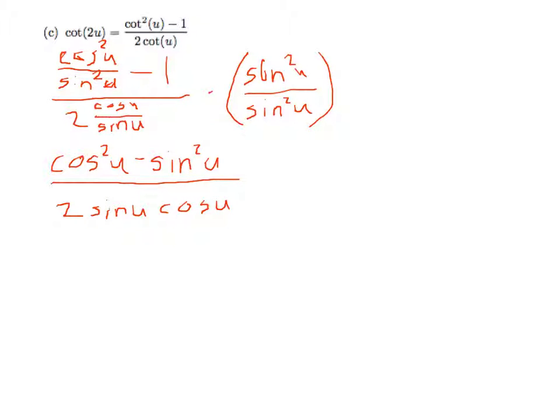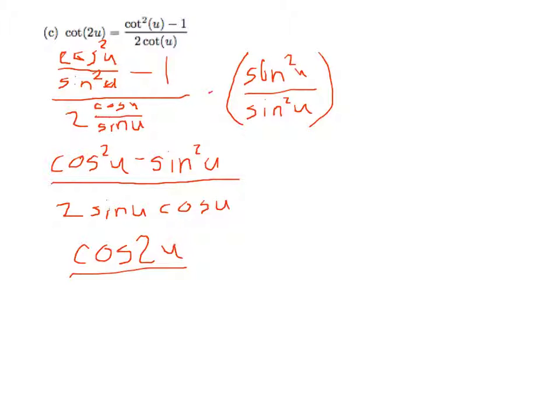Now if we look at the top, we have the cosine squared of u minus sine squared of u. If we remember, we have a double angle identity, and that just tells us that cosine squared of u minus sine squared of u is simply equal to cosine of 2u. So on top, we're going to have cosine of 2u.